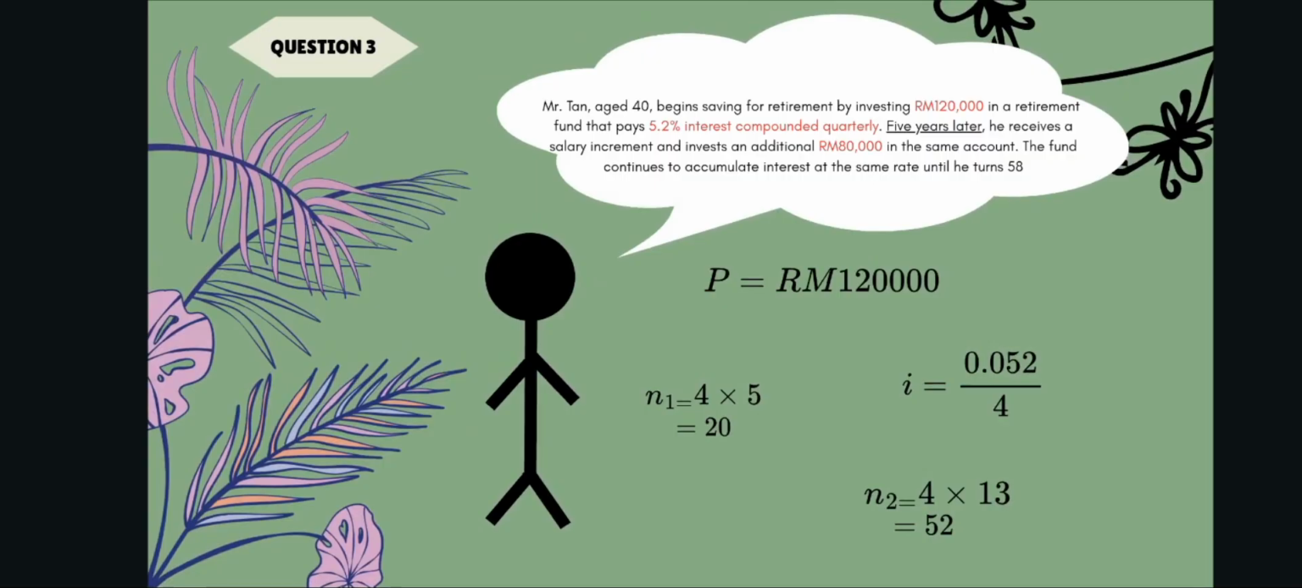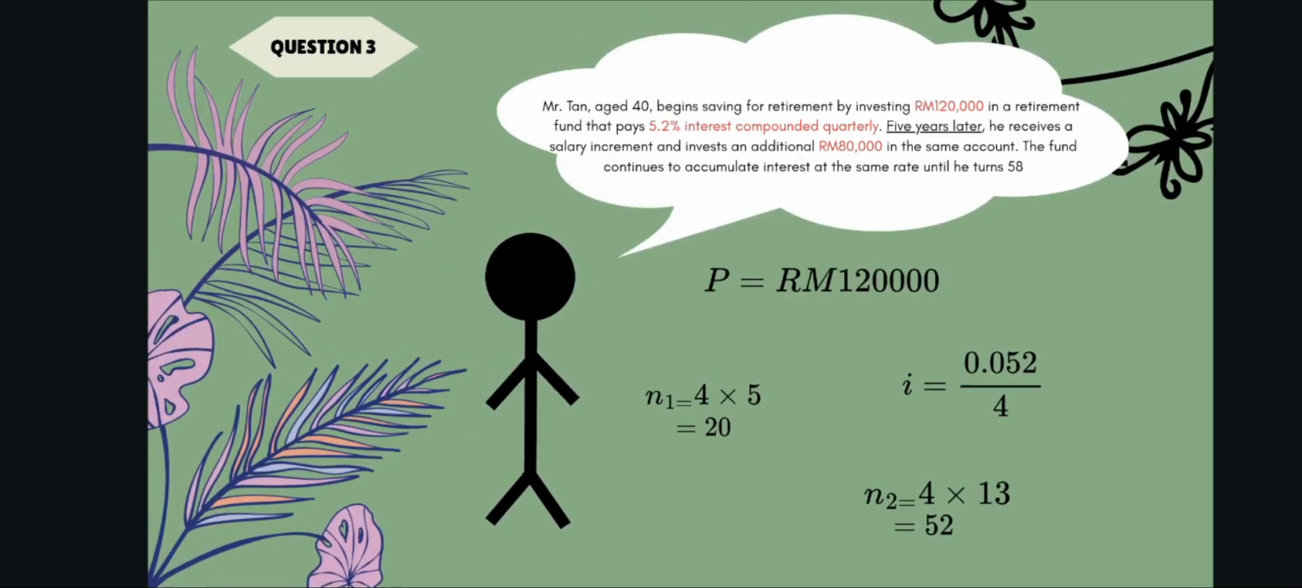First and foremost, we need to extract the information contained in the text. P is equal to 120,000 ringgit. N is how many times money is compounded in a year. There are two N in the question. First, N1 is equal to 4 times 5 years. Second, N2 is equal to 4 times 13 years. N2 needs to be multiplied by 13 because Mr. Tan's age is 58 years and needs to be subtracted by 45.